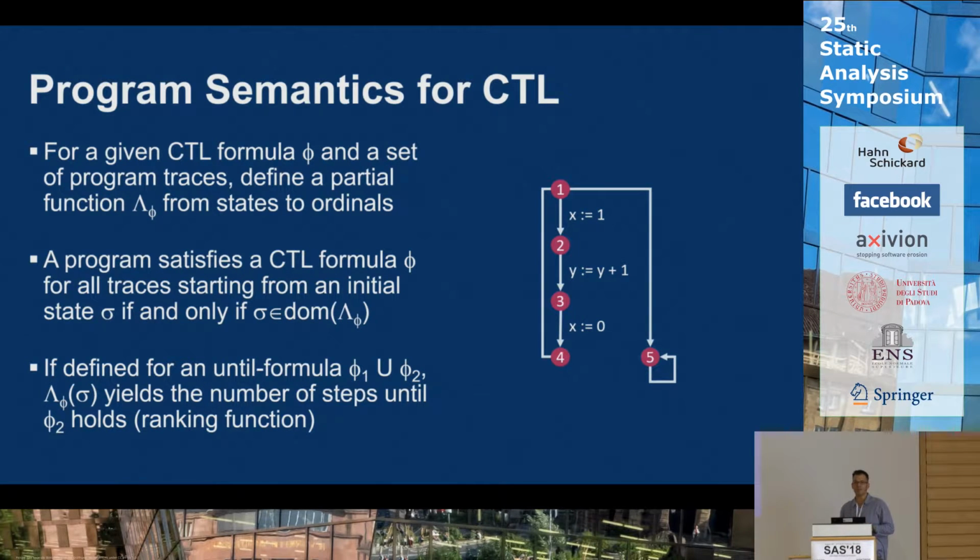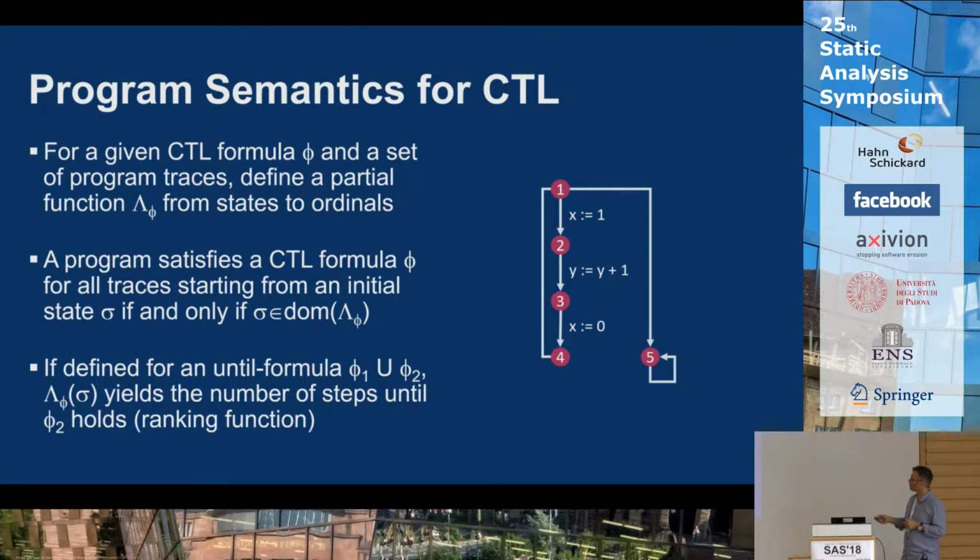Moreover, the function yields an ordinal value, and we use the ordinal value as a ranking function. So if you have an until formula, the ordinal value tells you how many more steps you need until the until formula actually holds. We need ordinals here to deal with unbounded non-determinism, but for the purpose of the talk, you could as well just think of natural numbers. Okay? So let me give you a concrete example.